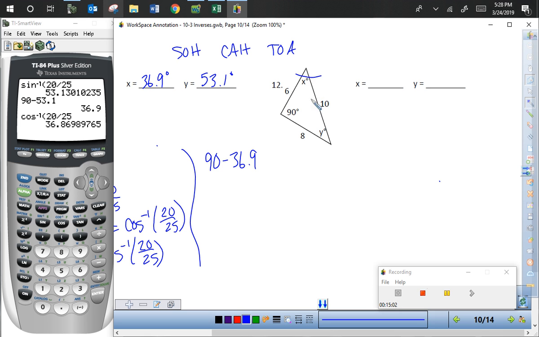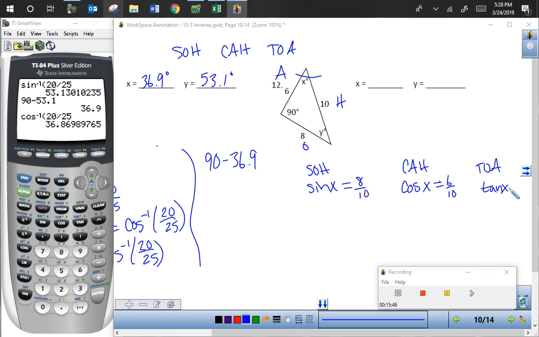So here we've got our opposite being 8, hypotenuse across from the 90 is 10, and our adjacent is the 6. So we could say that sine of the angle x is equal to opposite over hypotenuse, 8 over 10. We could say that cosine of x is equal to 6 over 10, or we could say tangent of x is equal to our opposite over our adjacent, or 8 over 6. All of these are going to work.